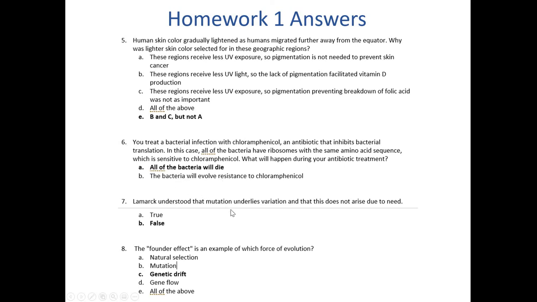Okay, question 7. Lamarck understood that mutation underlies variation and that this does not arise due to need. That's false. So Lamarck thought that mutation could arise due to need, right? So that's what we call the idea of Lamarckian evolution, when you have these mutations arising due to need. So when you think about Lamarck, you can think about the horse turning into the giraffe because it needs to reach higher vegetation. So we know that that doesn't actually happen. So Lamarck didn't understand that, but he was important for eventually understanding that.